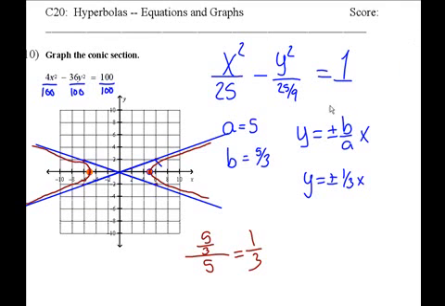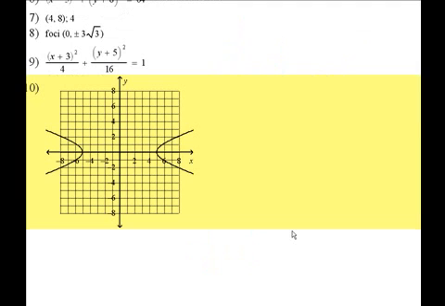That's it. The reason you dash these is because they're just guidelines. You don't really think of that as part of the graph. I'll show you the computer-generated one here in a second. Here's the computer-generated model of that same graph.